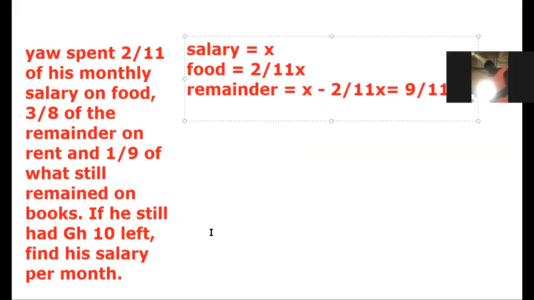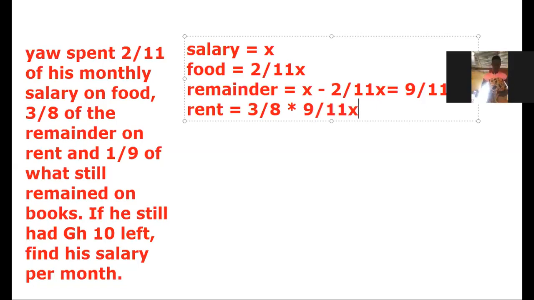He spent 3/8 of that on rent. So that will be 3/8 by the remainder and not the total salary. So for the food, we multiply the 2/11 by the total salary, which is x. But for the rent, we are multiplying the 3/8 on the amount that is remaining. That's the 9/11x. The total salary is now 9/11x. Is that okay? So that's 9/11x.